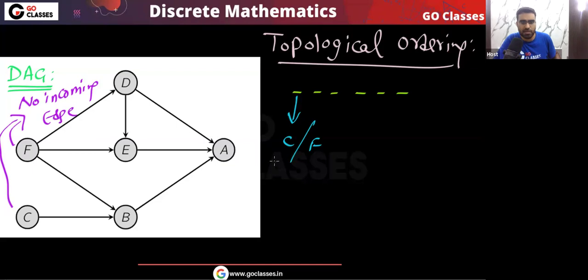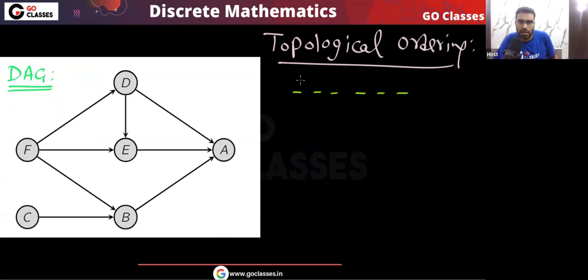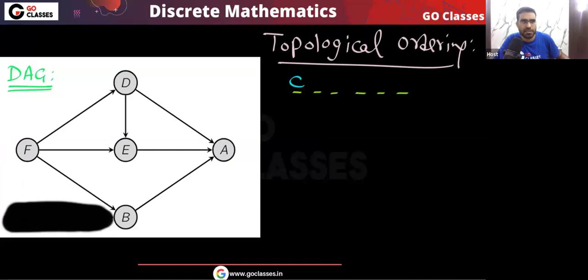So the starting point can be either C or F. You can put any of them, it doesn't matter. So now let's see, if I put C, let me assume that I'm putting C. Now what you do, if I'm putting C, then delete this C. Then C is gone. If I start with C, then I can delete this C. Now forget about C.